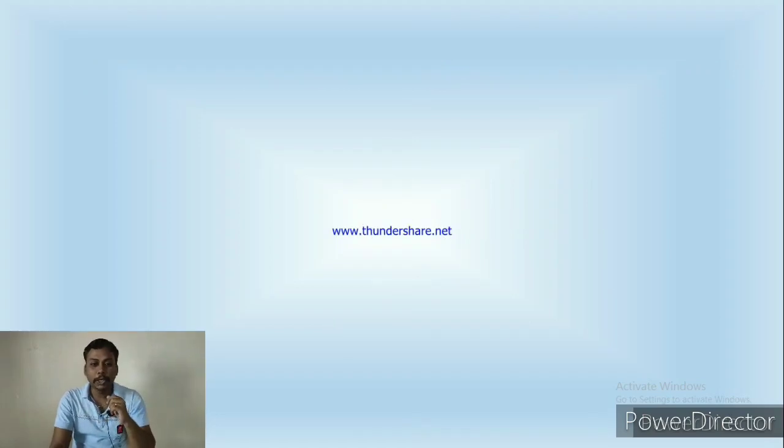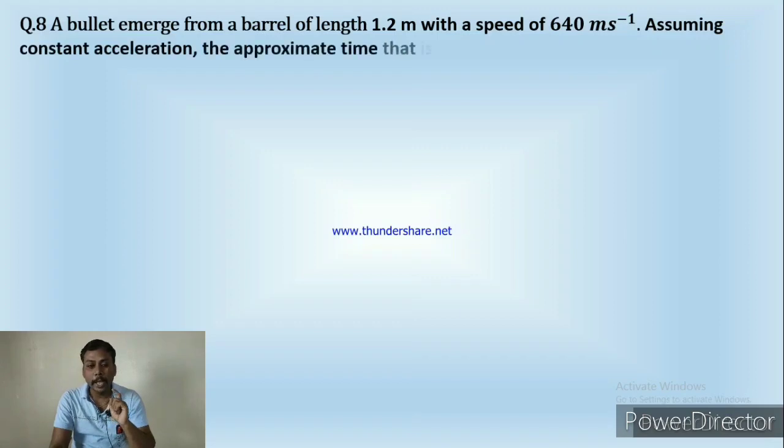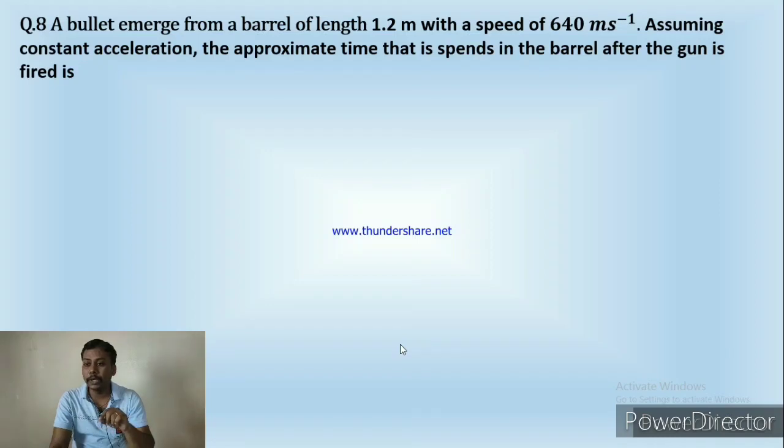Now let's see question number 8. A bullet emerged from a barrel of length 1.2 meter with a speed of 640 meter per second. Assuming constant acceleration, the approximate time that is spent in the barrel after the gun is fired is. Options are A 4 millisecond, B 40 millisecond, C 400 microsecond, and D 1 second.